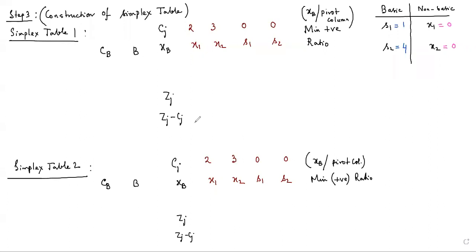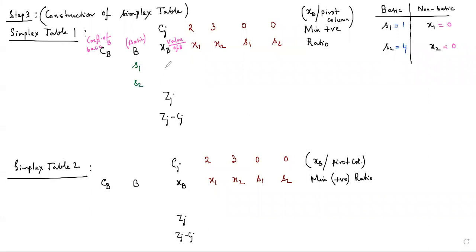Now what is B? B stands for basic variable. And XB stands for the value of the basic variable, value of B. And CB stands for the coefficient of the basic variable in the objective function. So now you see that our basic variables are S1 and S2. So we are going to write those basic variables here.